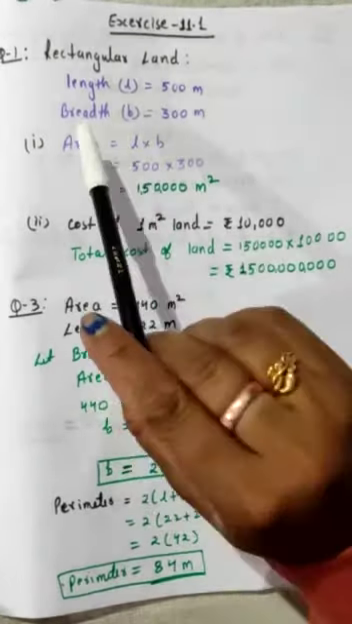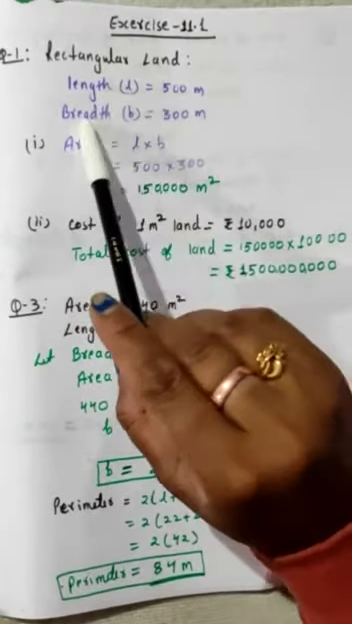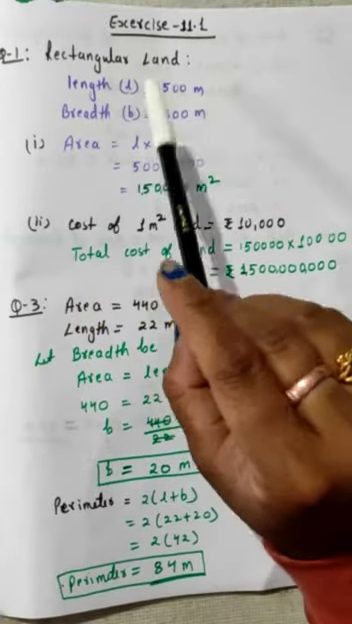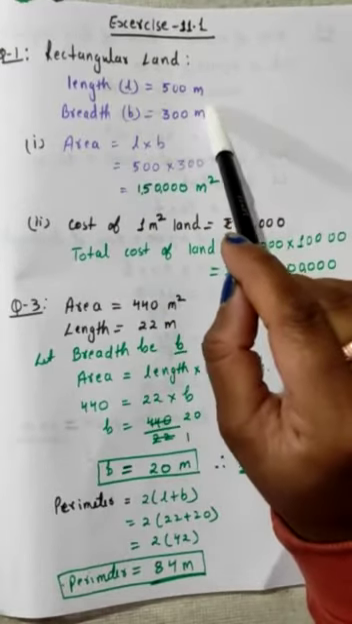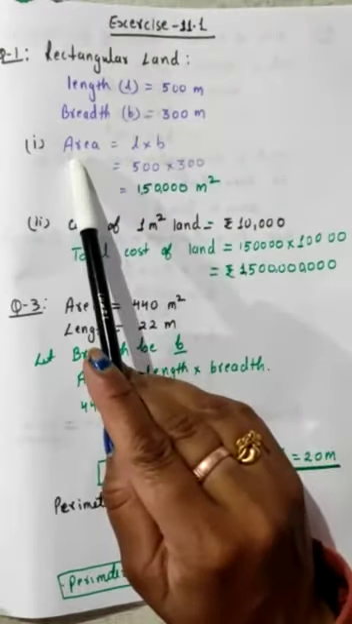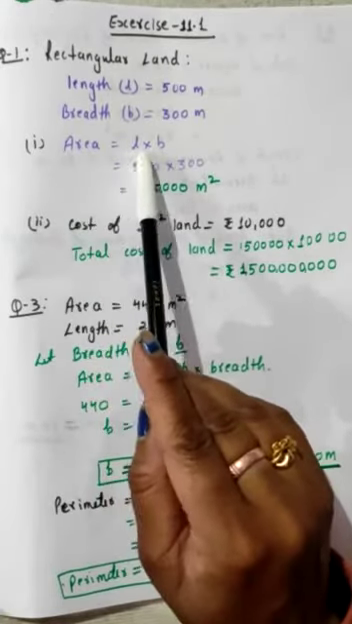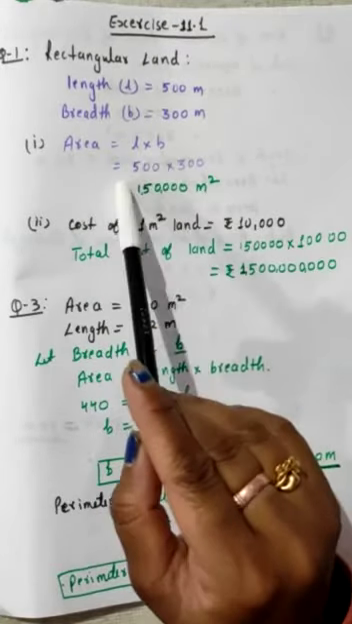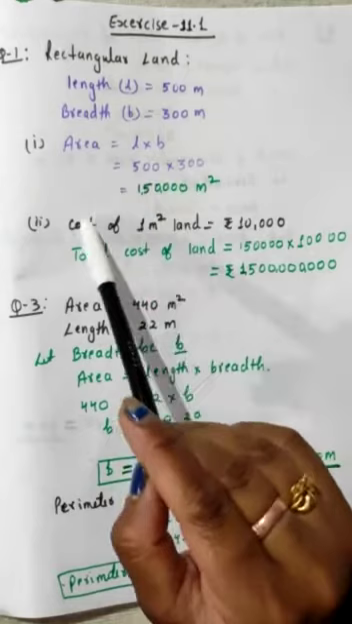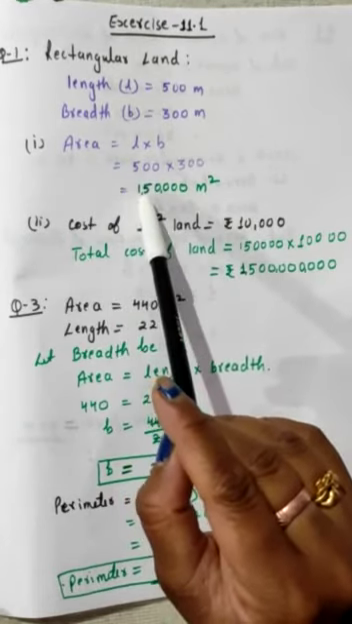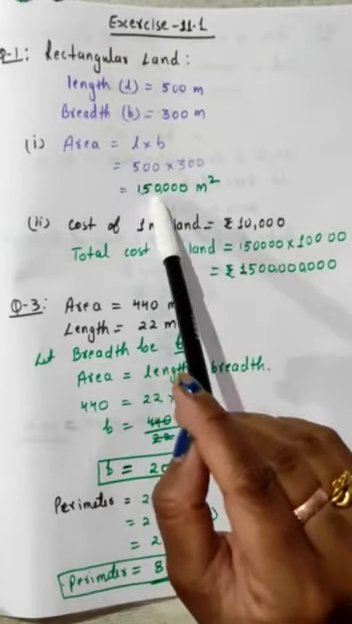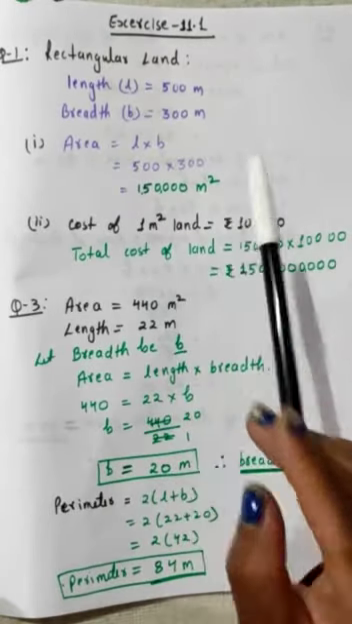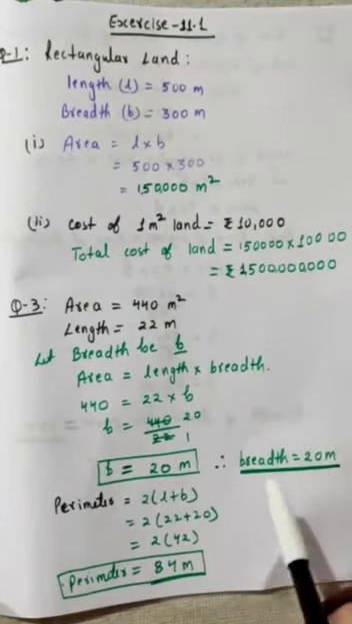First of all you will write L is 500, B is 300. First thing you will check is whether the units are the same or not. In this case they are the same. So directly you can calculate the area by using the formula L into B. Then 500 into 300 will be 1, 5 and 4 zeros. So 1,50,000 meter square is the area of the rectangular land.